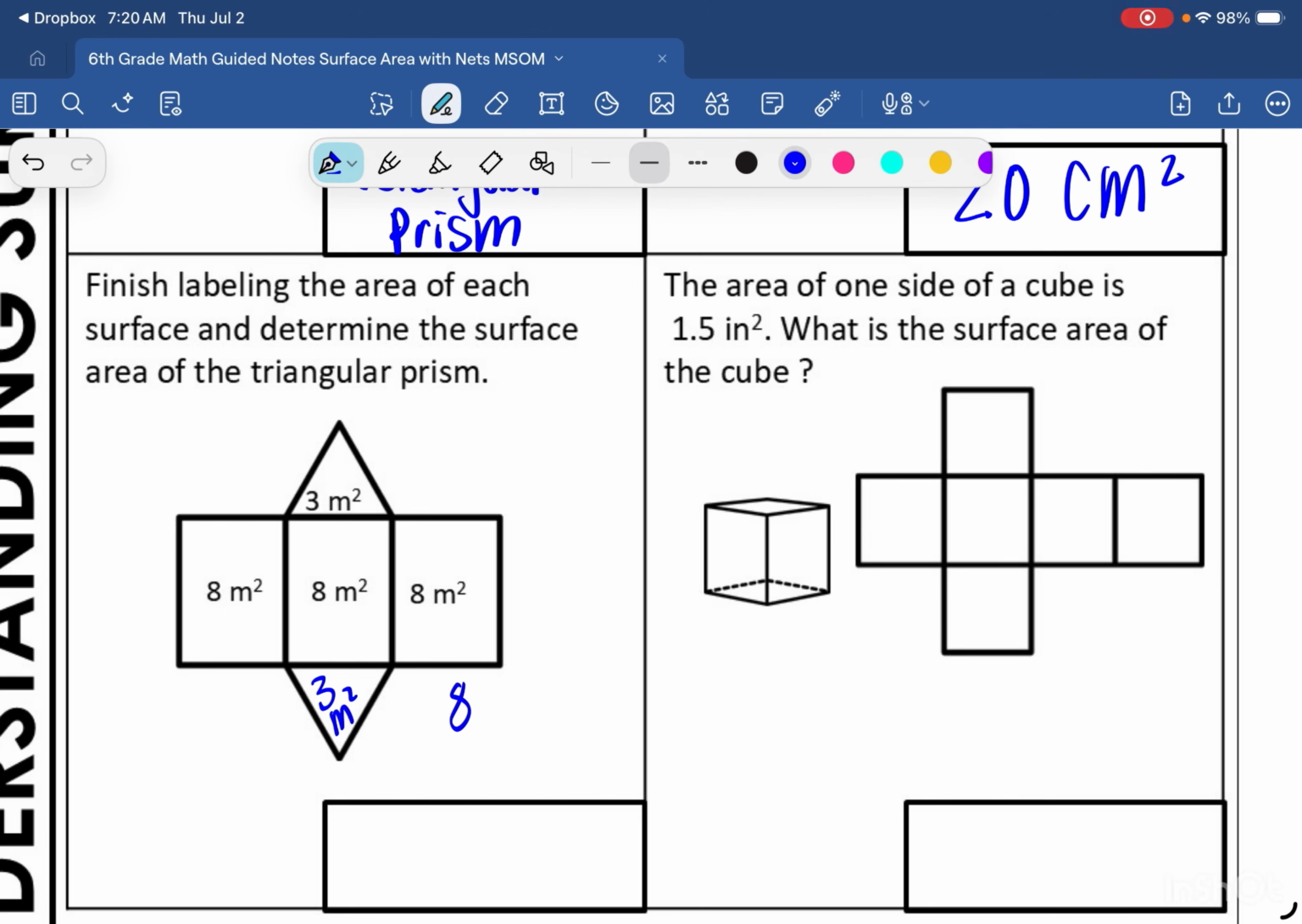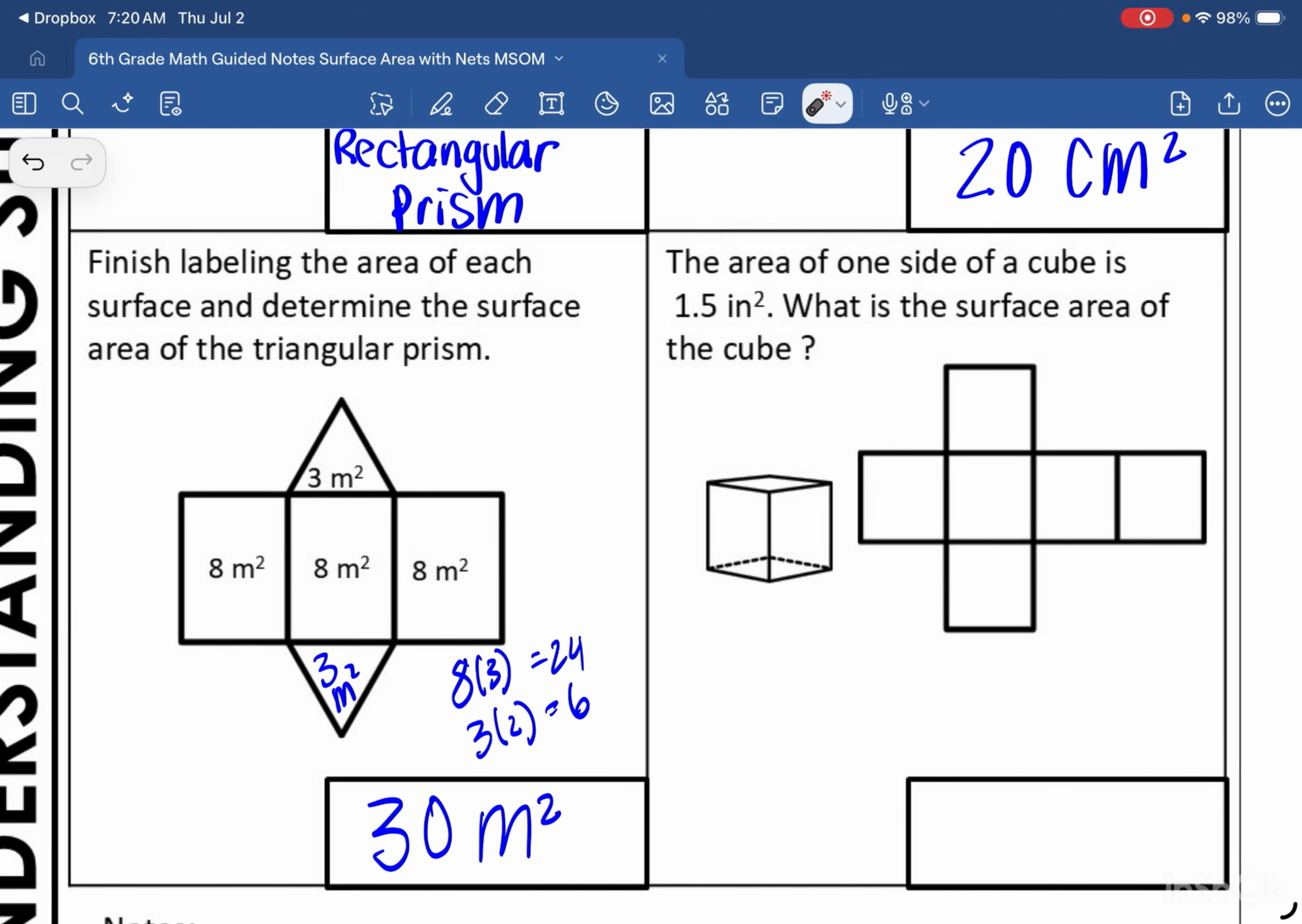So that was going to be 8 times 3, because there are 3 faces that are 8 meters squared. And then 3 times 2, because there are 2 faces that are 3 meters squared. 8 times 3 is 24. 3 times 2 is 6. Sum that together, it gives me 30 meters squared.